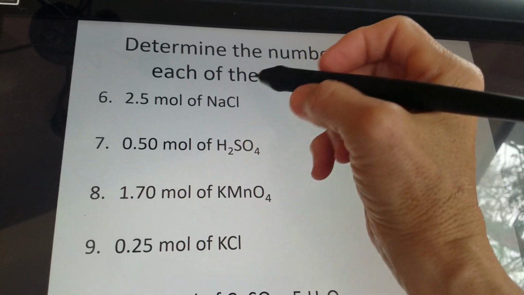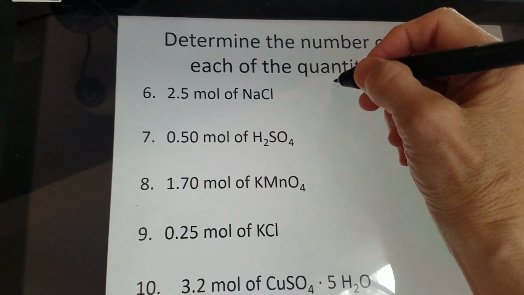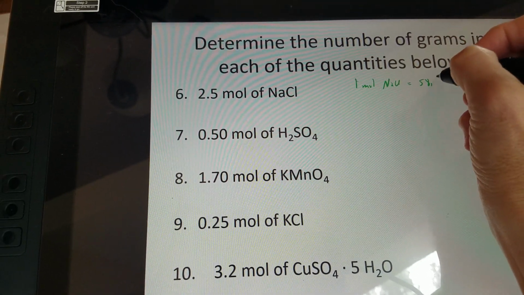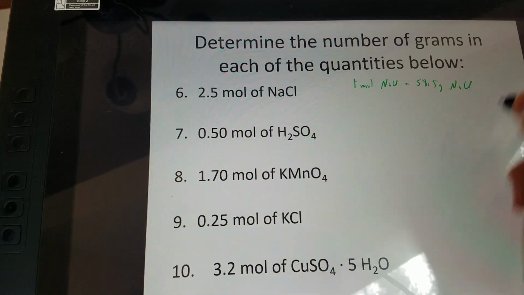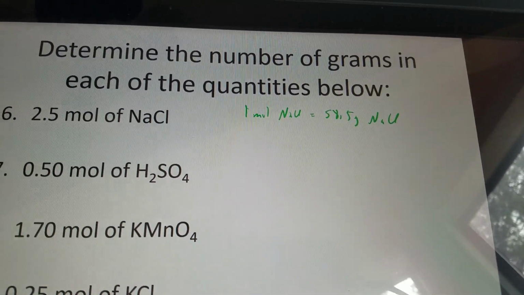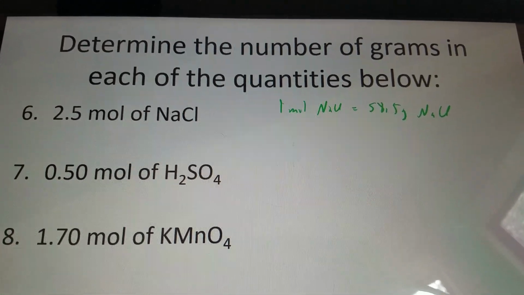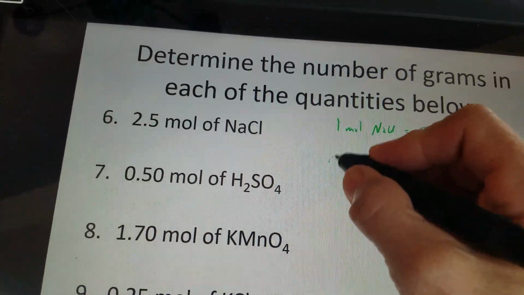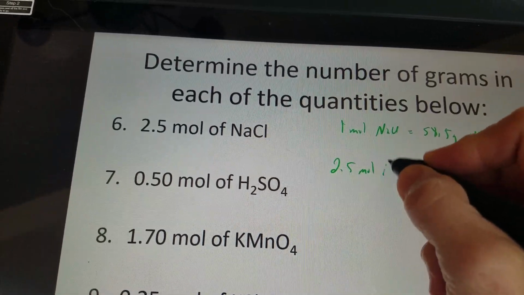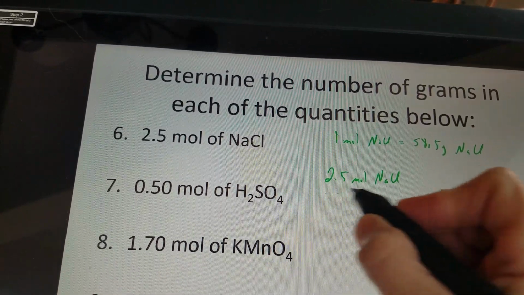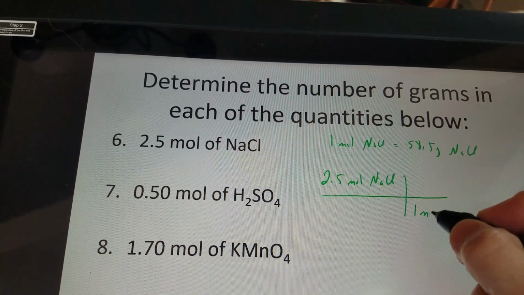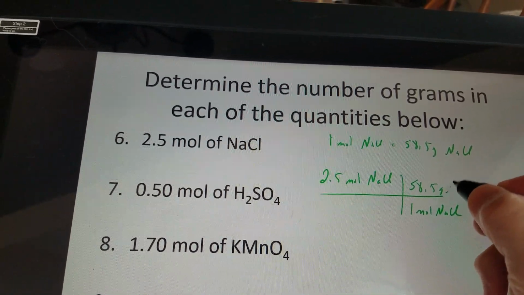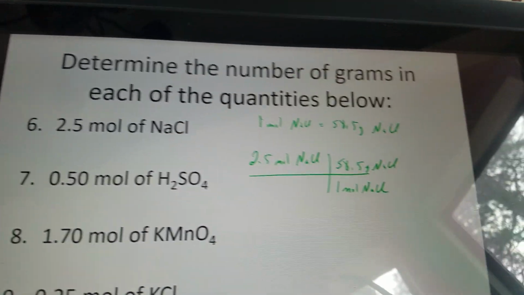We'll start off with this first one. So we know that we already figured out that 1 mole of sodium chloride was equal to 58.5 grams of sodium chloride. You're still going to be able to use that conversion factor. It's just we're going to use it in a different order because our moles is on the top now instead of our grams. So we'll take our 2.5 moles of sodium chloride. This time we want to put the 1 mole on the bottom and our grams on the top. But we're still using that same conversion factor.